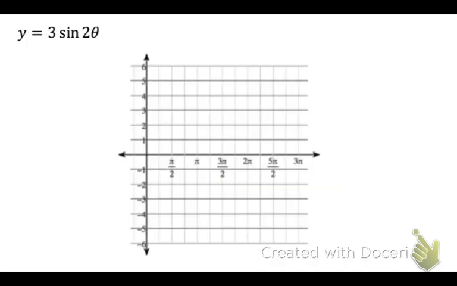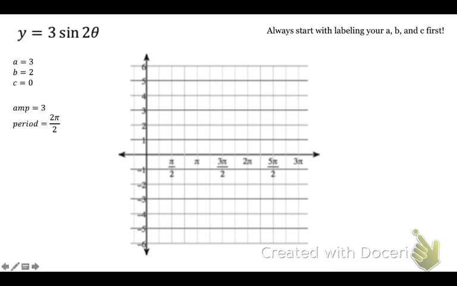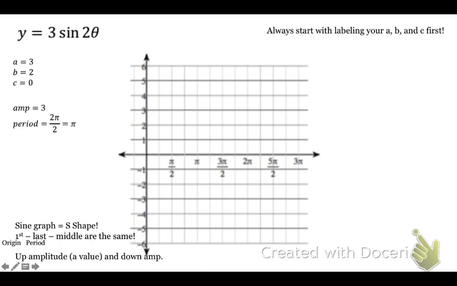Let's look at this. So y equals 3 sine of 2 theta. So start with labeling A, B, and C first, always. So A is 3, B is 2, C is 0. So that means that my amplitude is 3. My period is 2 pi over 2, which is pi. And then C, we don't have a C, so that's nothing.